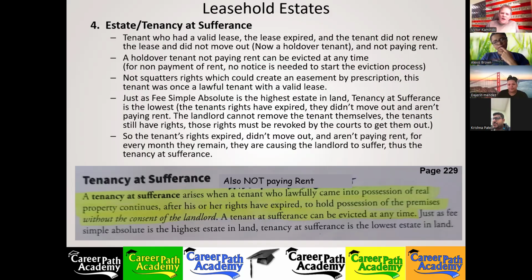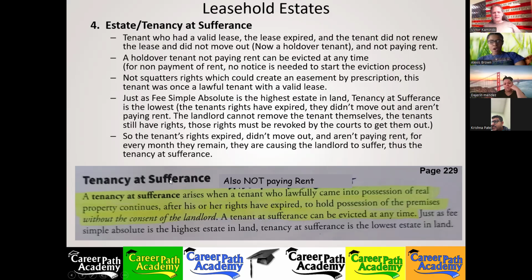So the tenant's rights expired. They didn't move out. They're not paying rent. For every month they remain, they're causing the landlord to suffer. Thus, the tenancy at sufferance. Yeah, that's where we get that term from, tenancy at sufferance. You're causing the landlord to suffer every month you're there. They can't get you out. They can't get another tenant in there who's going to pay rent. The landlord can't make their mortgage payments or their taxes because you're living there rent free in their property, probably destroying it too. You're causing the landlord to suffer while you're there. All right.